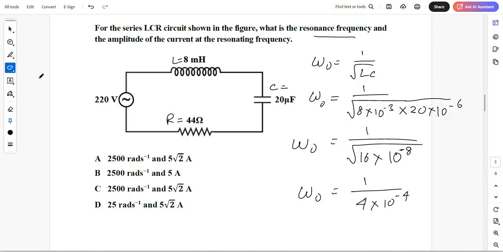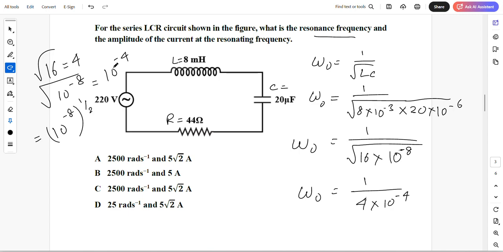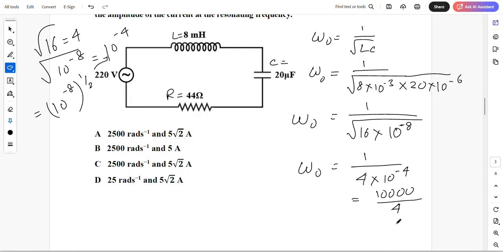Always remember, root of 16 is equal to 4. What is the square root of 10 to the power of minus 8? That is 10 to the power of minus 4, because 10 to the power of minus 8 to the power of half is 10 to the power of minus 4. Hope you have understood this one. So 1 by 4 into 10 to the power of 4 gives 2500 radian per second. Omega naught.